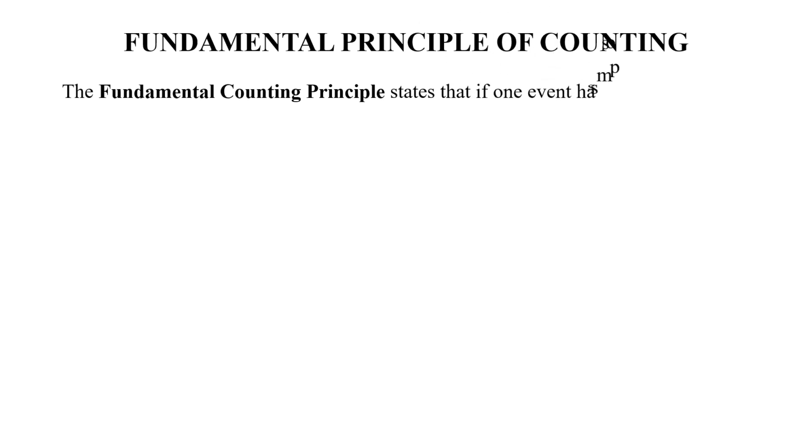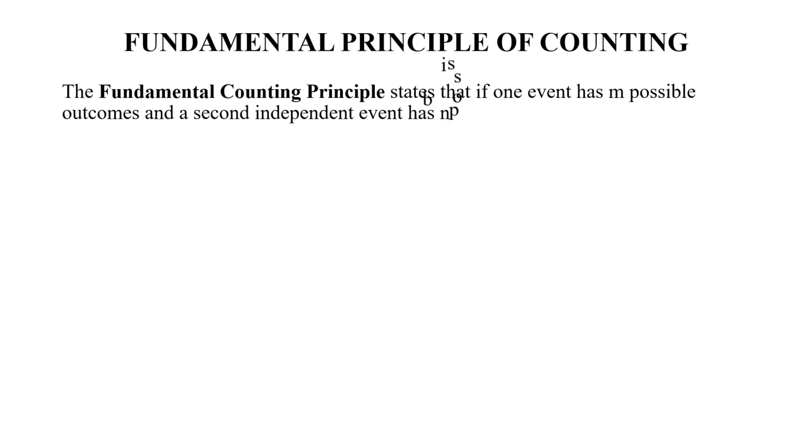Whenever we talk about counting techniques, first of all we have to understand the fundamental principle of counting. The fundamental counting principle states that if one event has m possible outcomes, and a second independent event has n possible outcomes, then there are m multiply n total possible outcomes for the two events together.